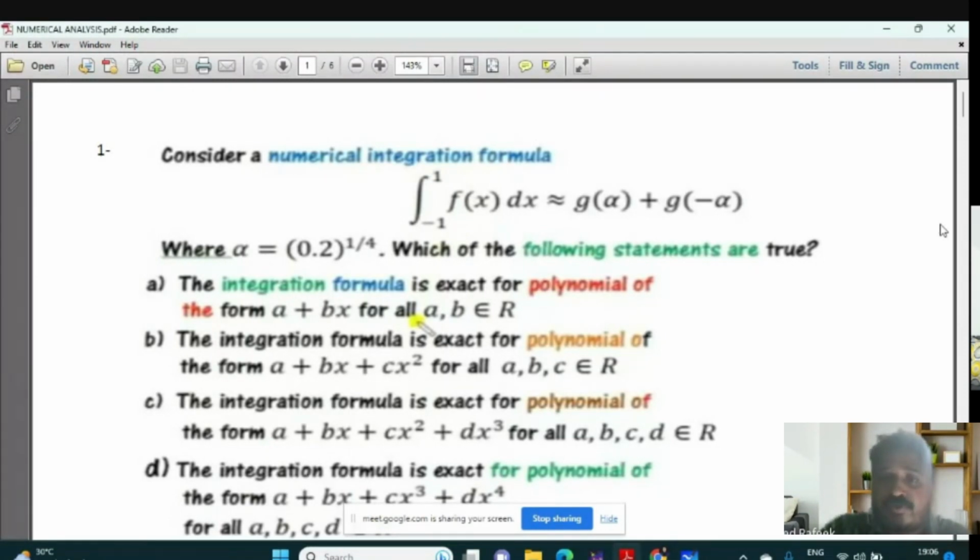First, I am going to read the first problem. Consider the numerical integration formula: integral from -1 to 1 of f(x) dx approximately equal to g(alpha) plus g(negative alpha), for alpha equal to (0.2) raised to 1/4. Which of the following statements are true? These are the options.